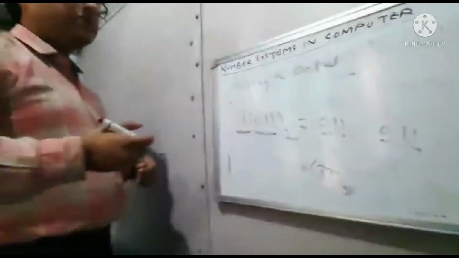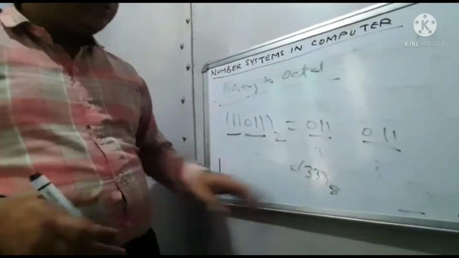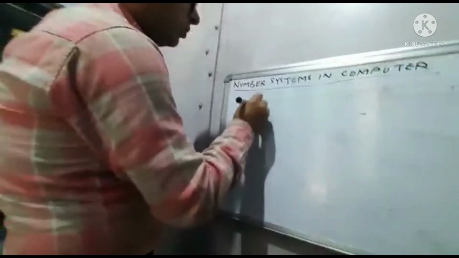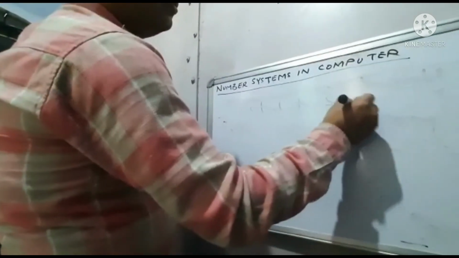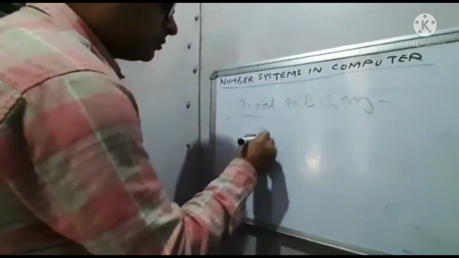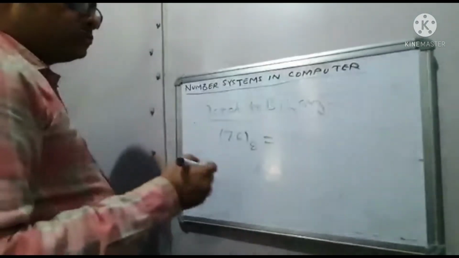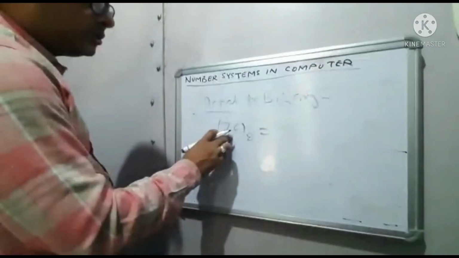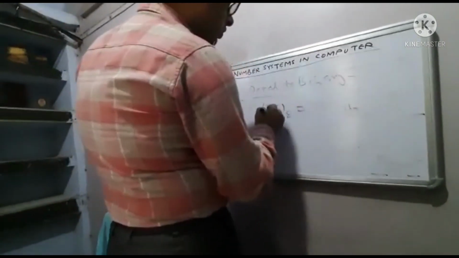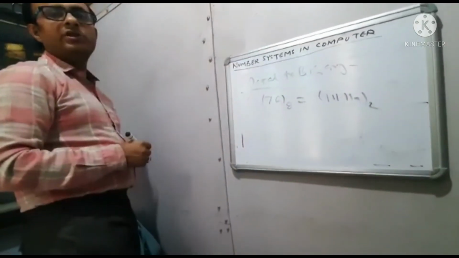The reverse conversion, that is octal to binary, is also simple. Let us take one example. Suppose the number is 76 in octal. Both 7 and 6 are octal digits. Now convert it to binary. Conversion to binary is very simple. Write each digit as a group of 3 bits. For example, 6 can be written as 110. Similarly, 7 can be written as 111. So this is the result in binary. Straight away you are getting the result in binary.